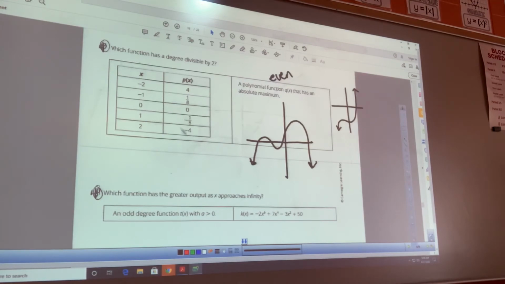What do you do with this one? What's happening here? 0, 0, -1, +1. So let's see what that looks like. 0, 0, -1, positive, -2, positive. 1, negative, 2, negative. What's happening? It's going in this direction, going in that direction. So that one is odd.